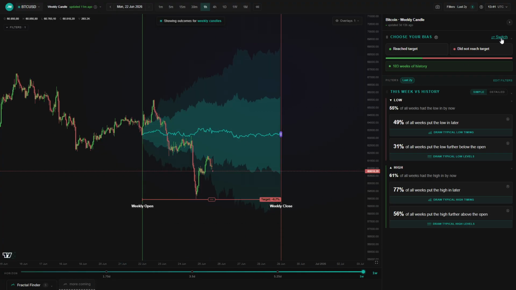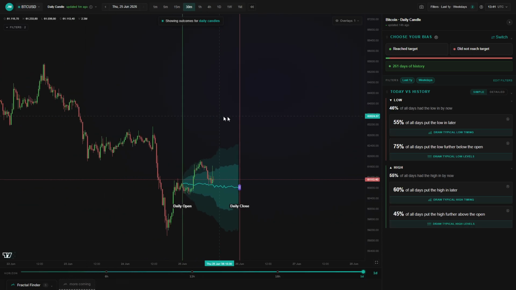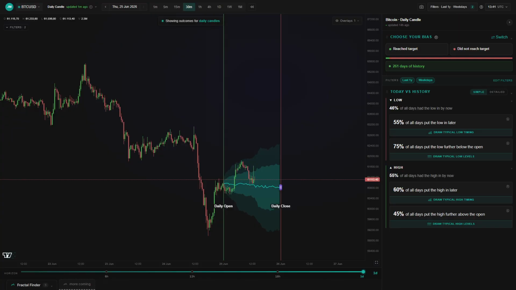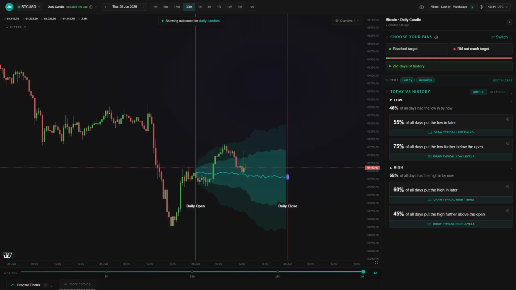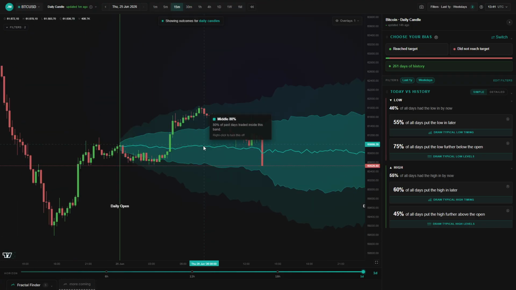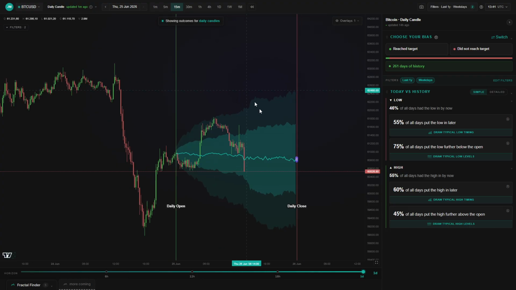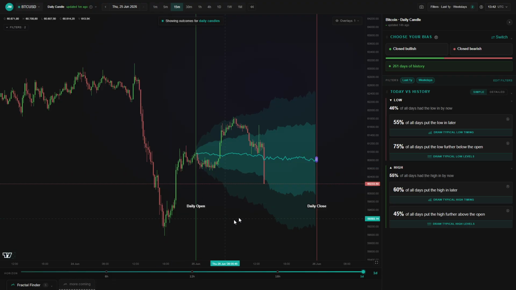Okay, perfect. In that case, let's have a look at the current daily candle for Bitcoin. Since we're still looking at the beta, these candles still need to update. Yeah, there we go. Let's go from reach target, did not reach target, to close bullish, closed bearish.